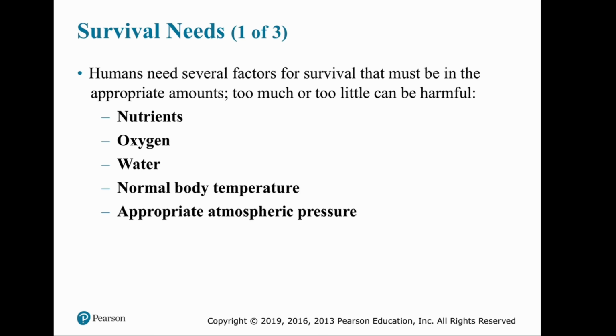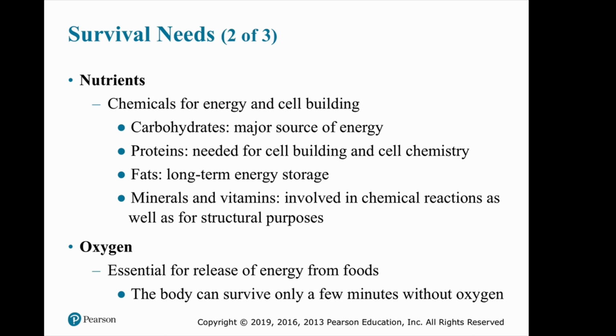Humans will need nutrients, oxygen, water, a normal body temperature, and an appropriate atmospheric pressure. These are several factors needed for survival. They must be in the appropriate amount. Too much or too little can be harmful. We obtain our nutrients through our diet, which contains the chemical substances used for energy and cell building.